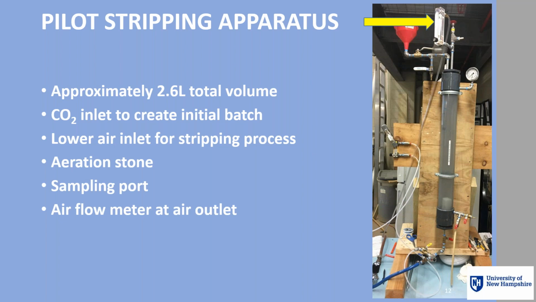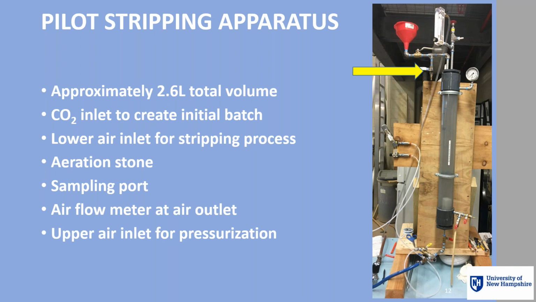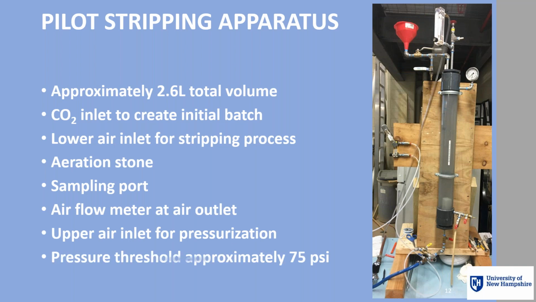At the top is an airflow meter, which also served as the air outlet. There is another air inlet so that the system could be pressurized before a batch was begun if necessary. And the vessel itself had a pressure threshold of approximately 70 psi.